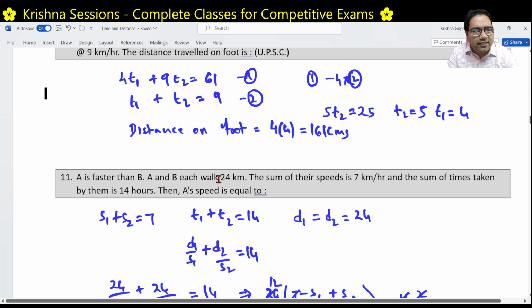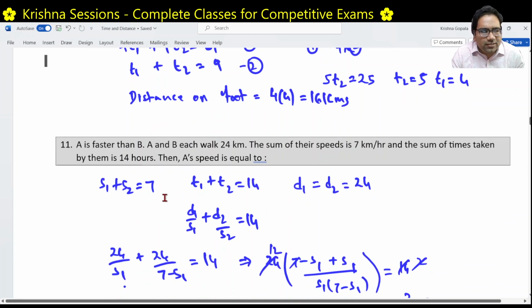The distance of A and the distance of B, both are 24. And the sum of their speeds, S1 plus S2. Let's say S1 is A, S2 is B. S1 plus S2 is 7. D1, D2, both distances are the same, 24 kilometers. Now the sum of their speeds is this one, and the sum of times T1 plus T2 is equal to 14 hours. What is T1 plus T2? The distance of A by speed of A plus distance of B by speed of B.